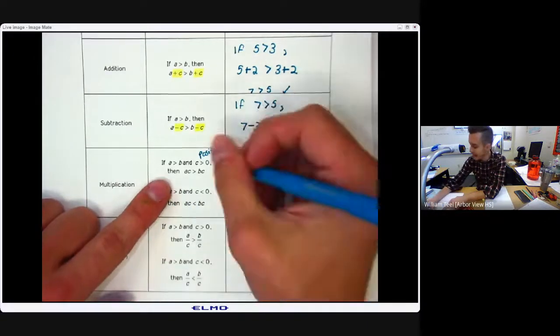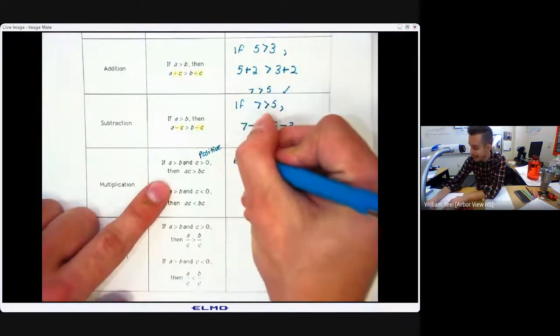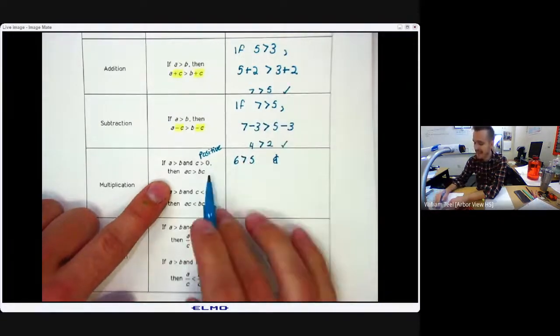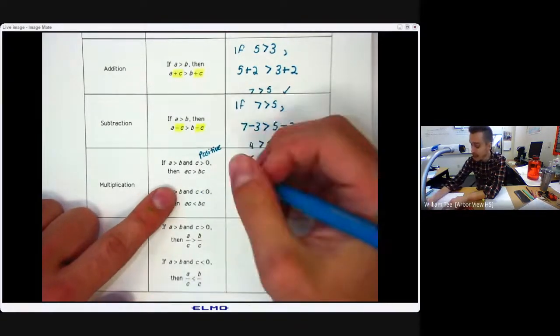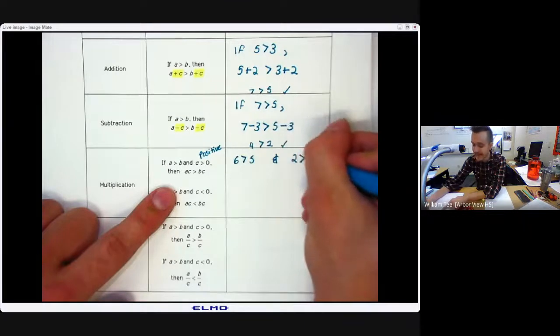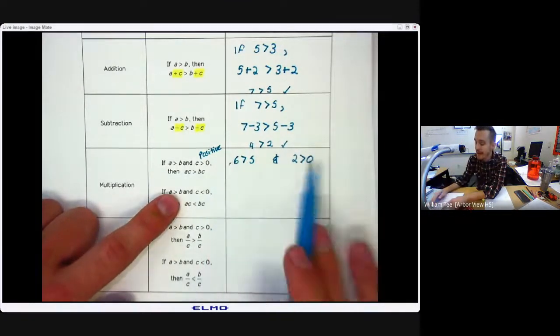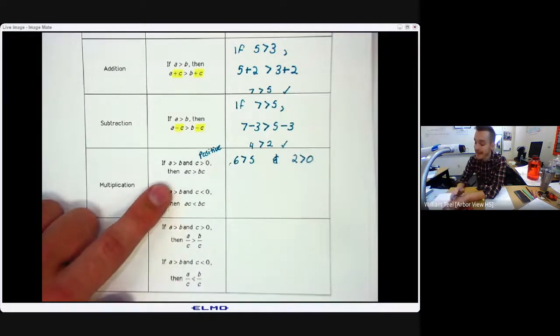For example, if we had 6 is greater than 5, and we also know that, let's assign C to be 2. So if 2 is greater than 0, C can be any value that's above 0. So for example, if we had 6 is greater than 5 and 2 is greater than 0, then A times C would still be greater than B times C.